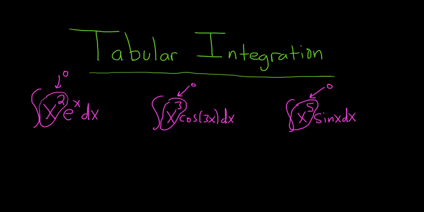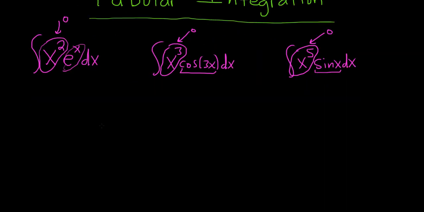The other requirement is that you can integrate the other piece. So we can integrate e to the x, it's super easy. We can integrate this, and we can integrate this. If you have those two conditions, one of them is eventually 0 and you can integrate the other one, you can use tabular all day long. Let's go ahead and do an example. I'll make up a different one. Let's do x squared e to the 3x dx. I'll put a 3 there just to illustrate a point.